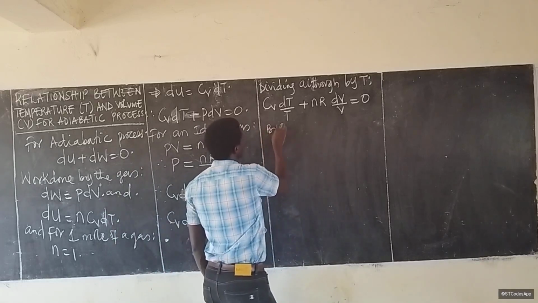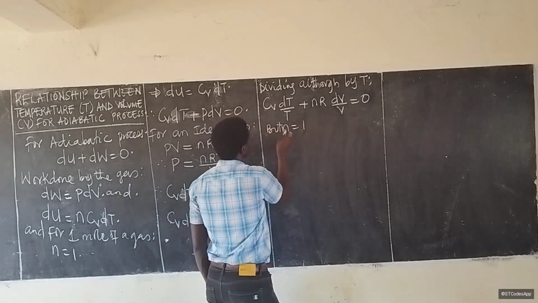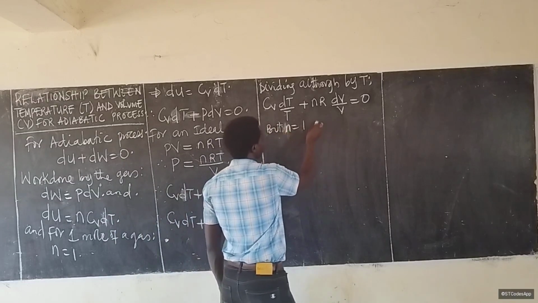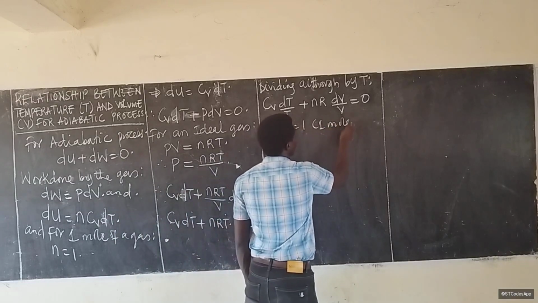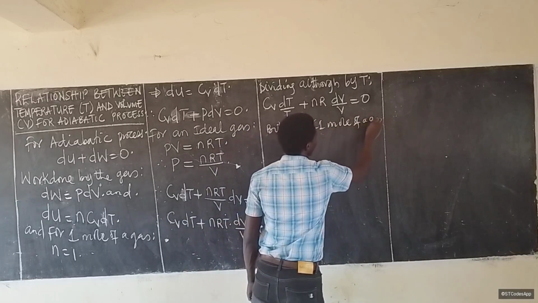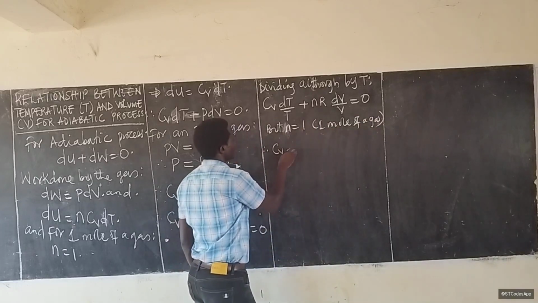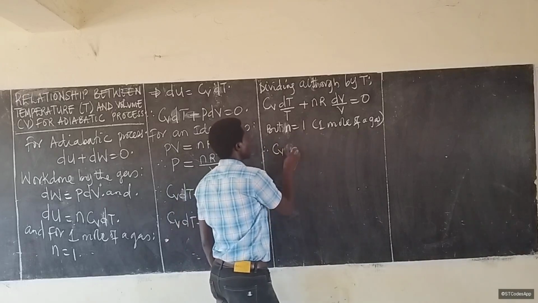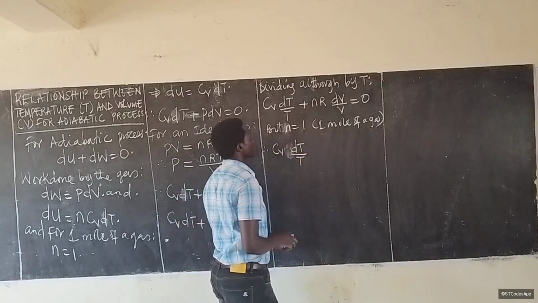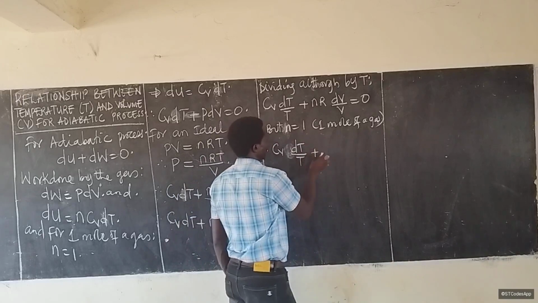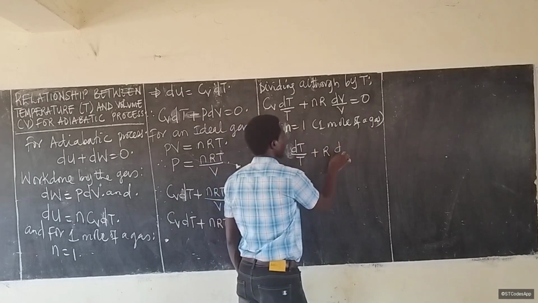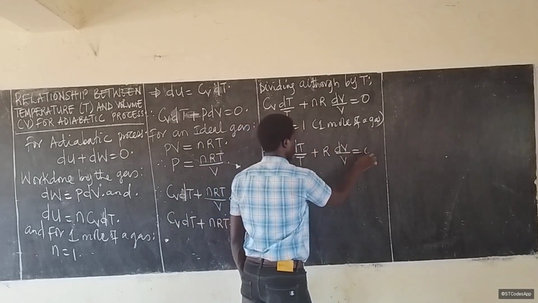Now, but n is equal to 1. We are dealing with only 1 mole of a gas. So that means I'll have Cv dT over T plus R dV over V equal to 0.